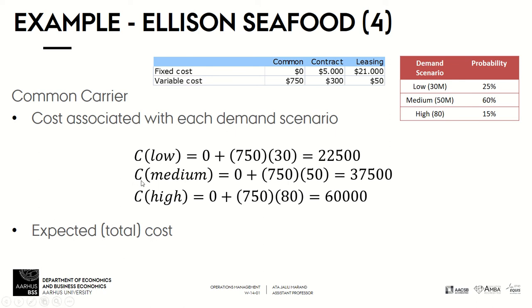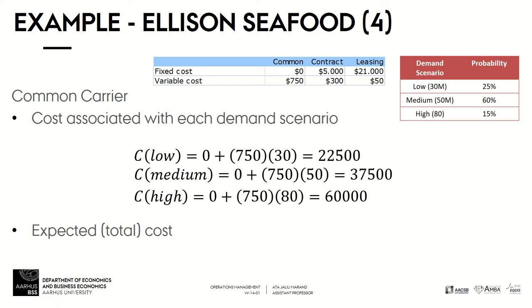Then for the other scenario, which is the medium demand scenario, again we can do the calculation. So we have 0 as our fixed cost. You can also see it here in this table. Then we have 750, which is the variable cost. You can see it here. And then 50, which is the medium demand scenario. And then we can calculate the total cost. In a similar way, we can calculate the cost for the high demand scenario.